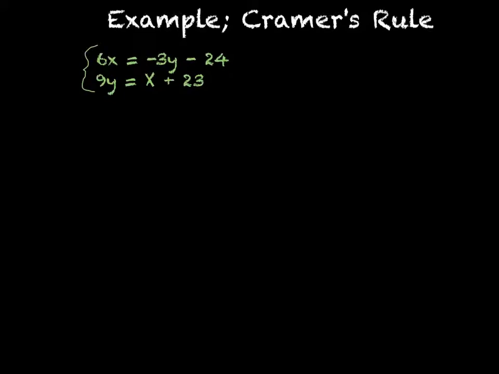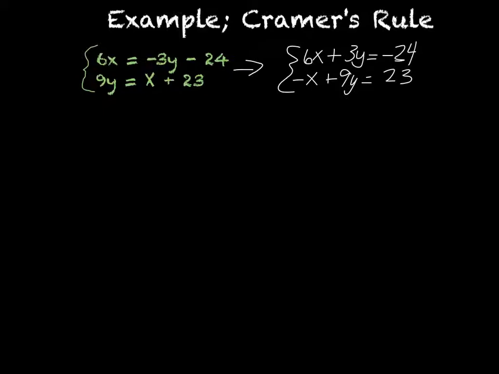For this next example, the first thing we need to do is put it into standard form. When I do that, I get 6x plus 3y equals negative 24, and my second one would be negative x plus 9y equals a positive 23. Now it's in standard form, so I can find everything else I need. I'm going to find my determinant of my coefficient matrix, D: 6, 3, negative 1, and 9. 6 times 9 is 54, minus negative 1 times 3 is negative 3, so double negative plus 3 equals 57. That's going to be my denominator.